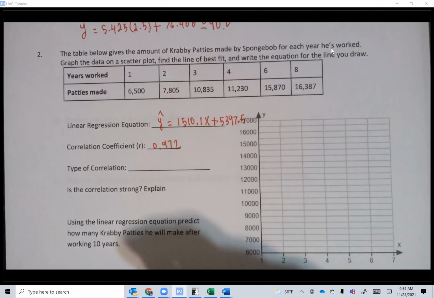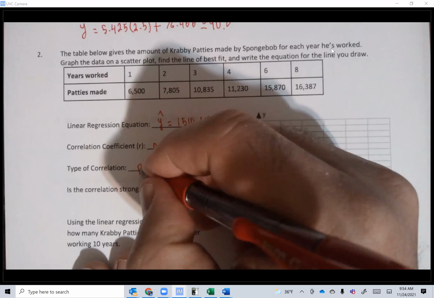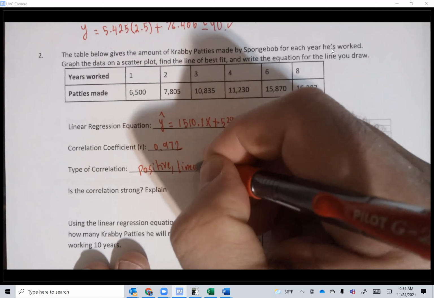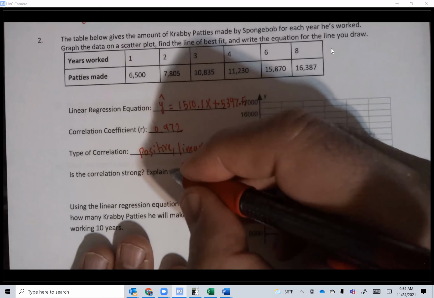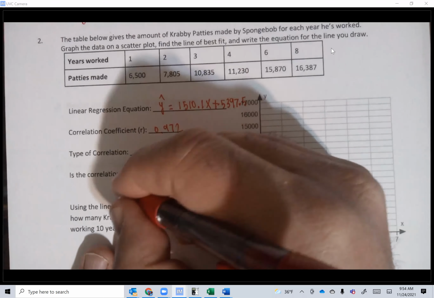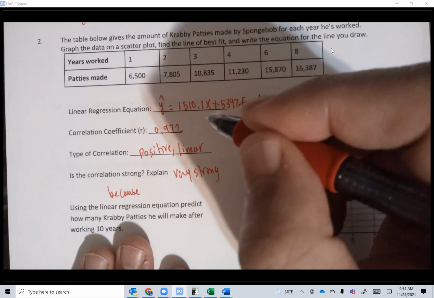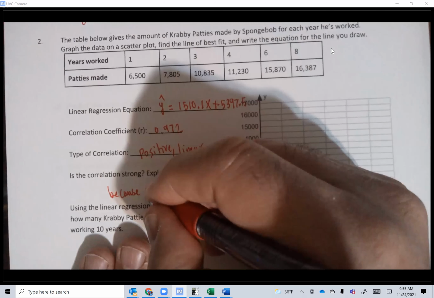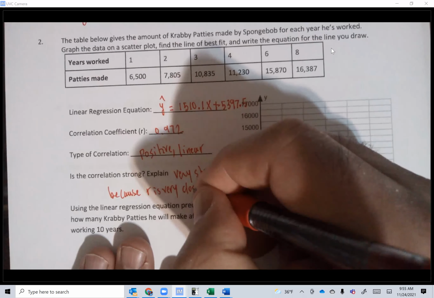Okay, type of correlation, guys. Positive linear. Of course, positive linear here. Correlation strong, actually very strong. And why? Because R is very close to 1. Either close to 1 or close to -1. Either way is good. But here it's positive because R is very close to 1.